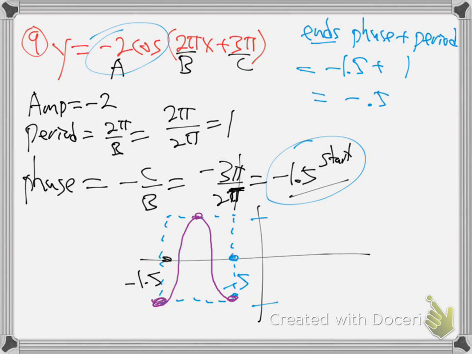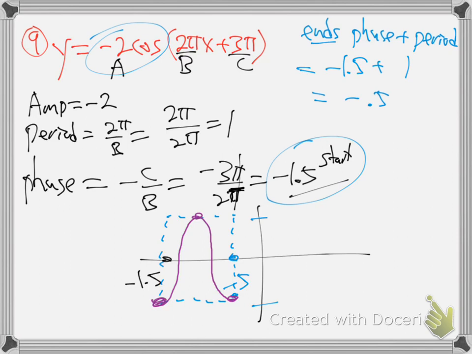Am I going too fast? Is that good? So I found the amplitude, period, and phase shift. It starts at the phase shift, minus 1.5. It ends at the phase shift plus the period. Negative 1.5 plus 1 is negative 0.5. It's an upside down U shape in that box.